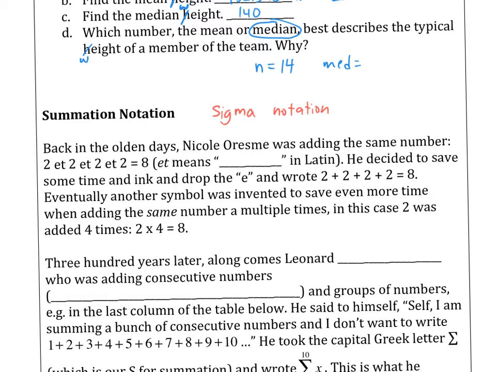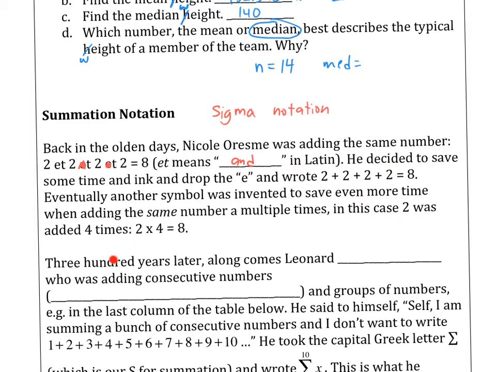Back in the olden days, a guy named Nicolai Erasme was adding the same number 2, and in Latin it says and, 2 and 2 and 2, so he says 2 et, 2 et, 2 et, 2 et. He realized, if I'm going to use the word et a lot, et meaning and in Latin, if I just deleted the e, I'm going to save some time, save some energy. So effectively he dropped it, and now we read it as 2 plus 2.